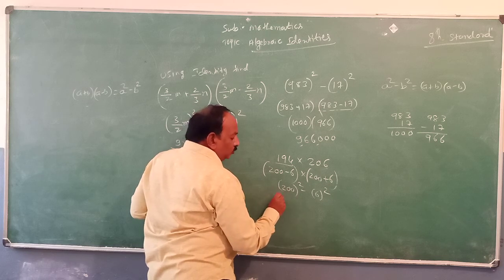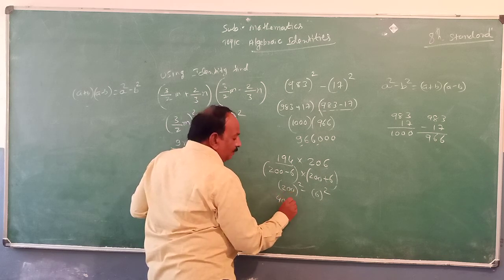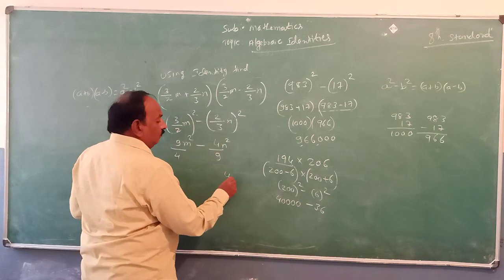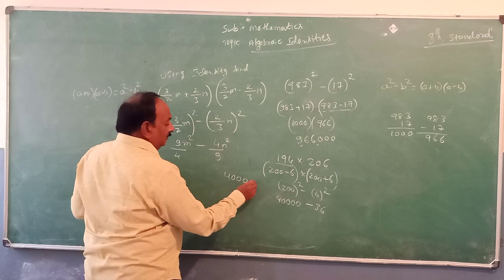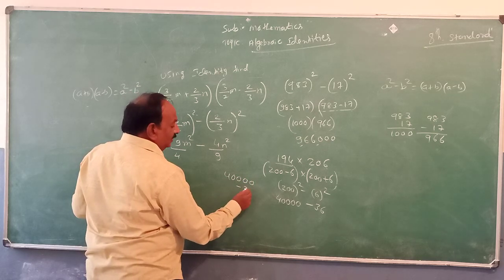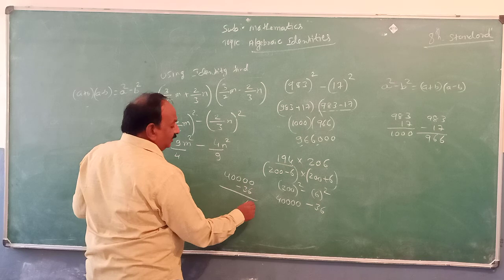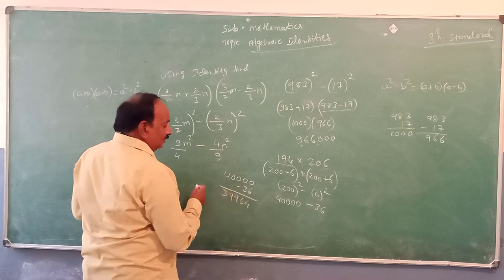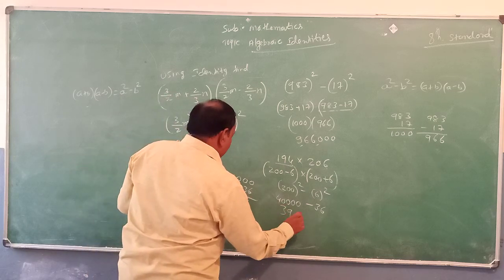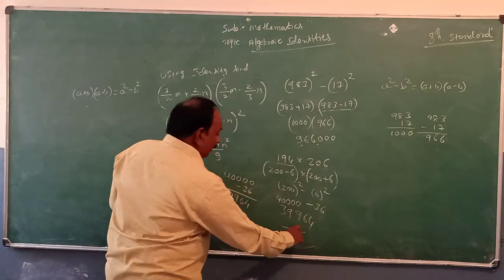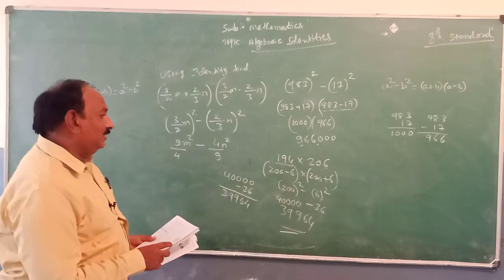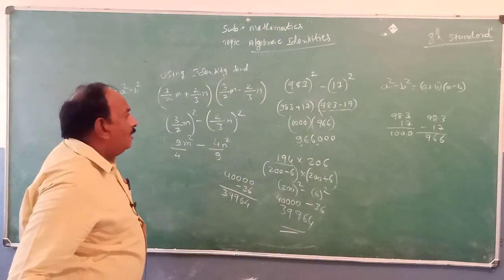200 whole square. 2 2s are 4, double 0, 40,000, minus 6 6s are 36. 40,000 minus 36: 10 minus 6, 4; 9 minus 3, 6; the answer is 39,964. Yes, correct answer. I want to explain it once again.